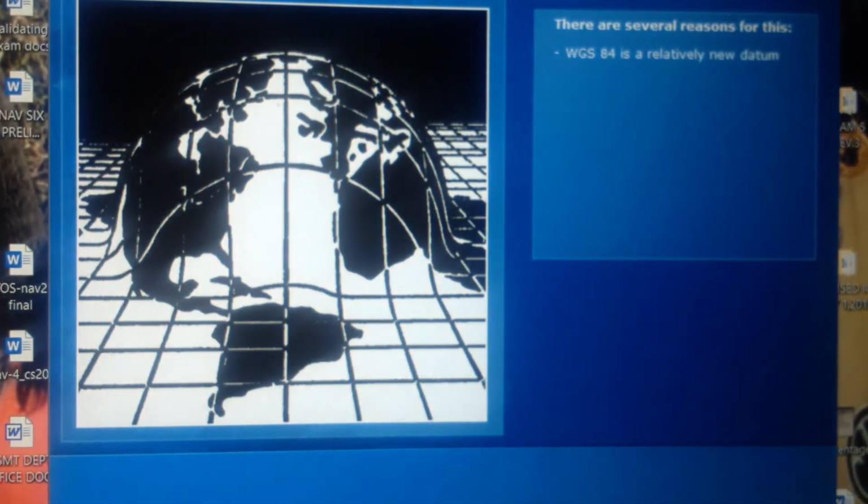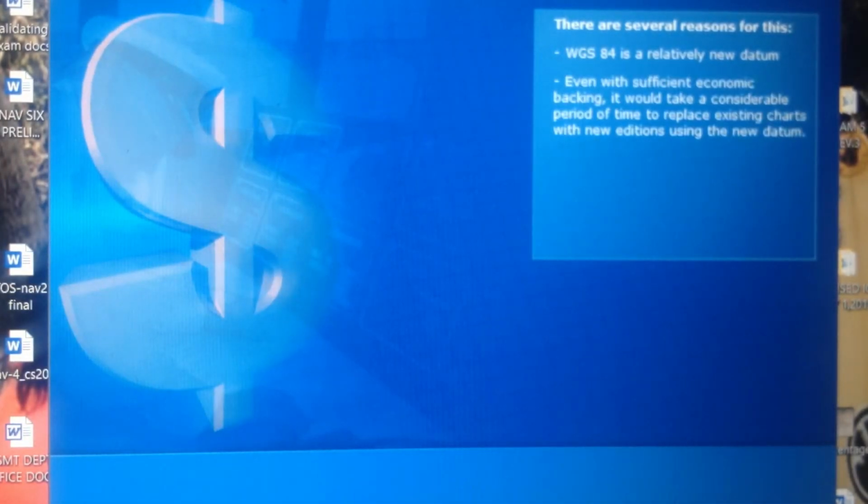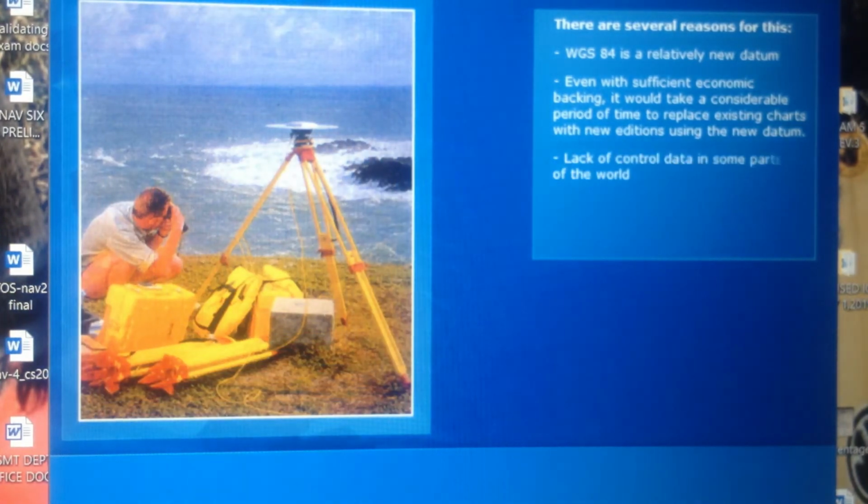Seen from a navigator's point of view, all charts should have been referenced to WGS-84. However, this is not likely to happen for many years. There are several reasons for this. WGS-84 is a relatively new datum. Even with sufficient economic backing, it would take a considerable period of time to replace existing charts with new editions using the new datum. Lack of controlled data in some parts of the world. Various political reasons in several countries delay the process.